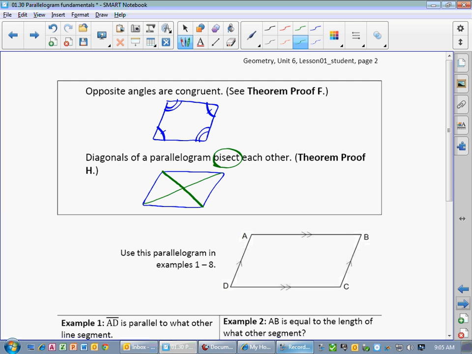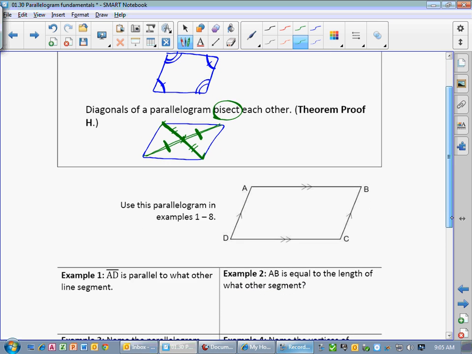So if this first diagonal bisects the second one, then this must be congruent to this. But they bisect each other, which means the second one also bisects the first one, so this must be congruent to this. So we end up having 2 pairs of congruent segments. So this length right here is the same as this length. And this length is the same as this length. So from here to here is the same as from here to here.